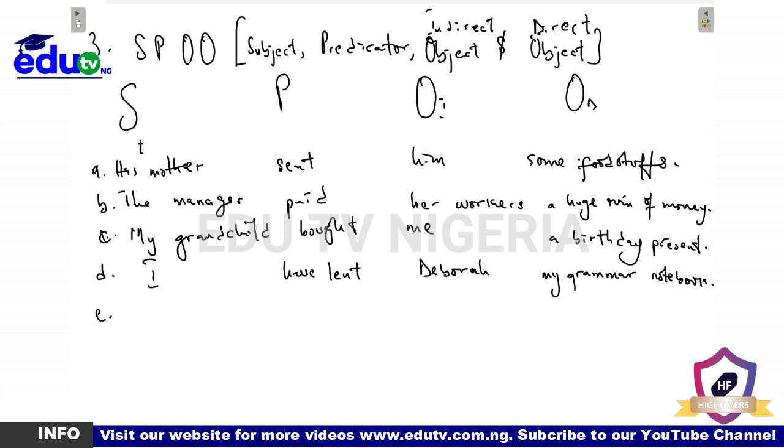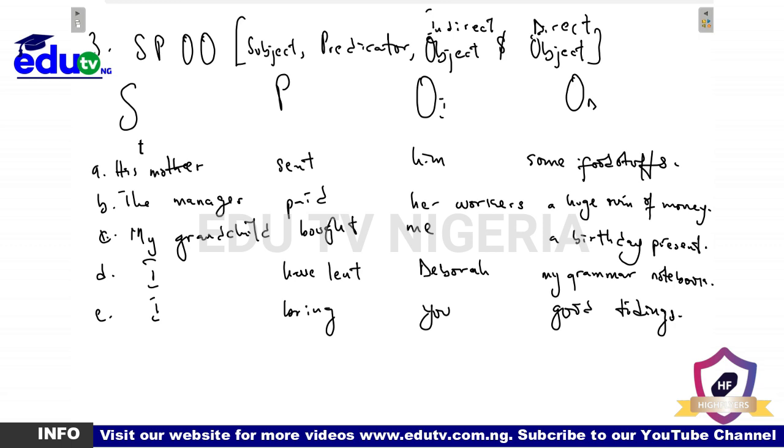Fifth example, we have I bring you good tidings. Now, looking at all of these examples, you would see that I is your subject here, bring is the predicator, you is your object indirect, and good tidings is your object direct. While the fourth example, we have I also as a subject, have lent as a predicator, Deborah as your object indirect, and then my grammar notebook as your object direct.